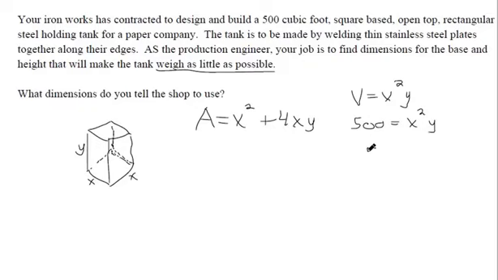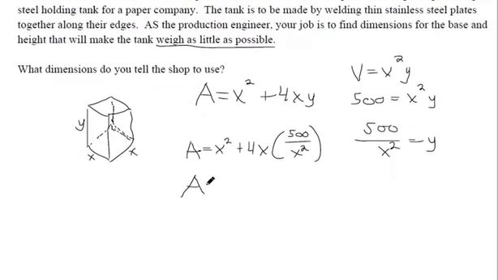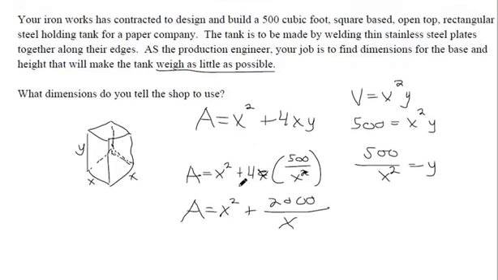So I'm going to divide that x squared from both sides. So that's what y is. So the area is x squared plus 4x times 500 over x squared. Okay, so the x here and one of the x's down here can cancel. And 4 times 500 is 2,000. Okay, and that's our area equation, right?